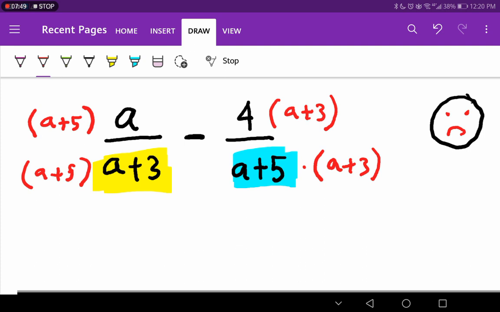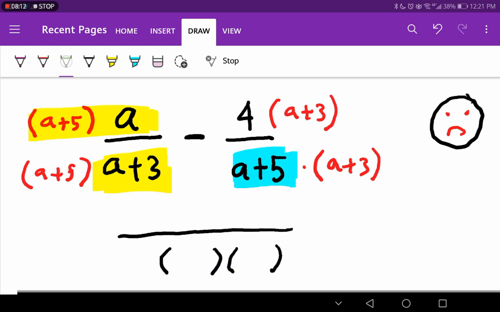So the top part, the numerator, A times A is A to the power of 2. Okay, good. But let us finish from the denominator first. I will write the denominator here. After I fix it, I will get one denominator. It is A plus 5 and A plus 3. Good.